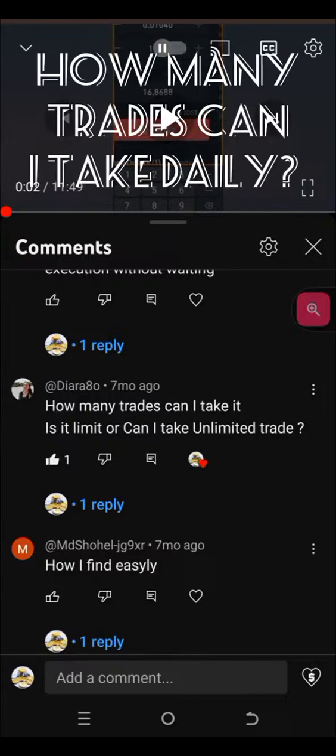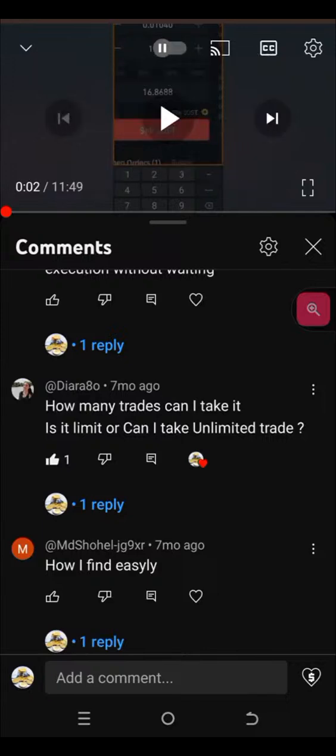Okay, so I'll just take one more question. It says, how many trades can I take? Is it limited, or can I take unlimited trades? Actually, you can take as many trades as will get executed with limit order. Now, like I said, depending on the volume, the liquidity, and the movement of price, your trade can get executed within minutes. And once it gets executed, you can take out another trade. You don't have to wait like just one trade a day. No, you can do several trades within a day. It's unlimited. You can take it as many times as you want.